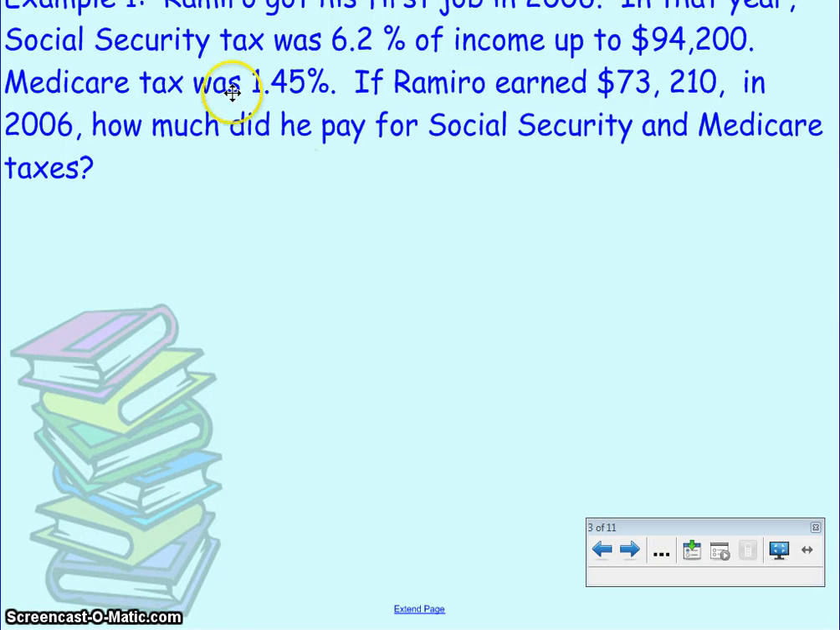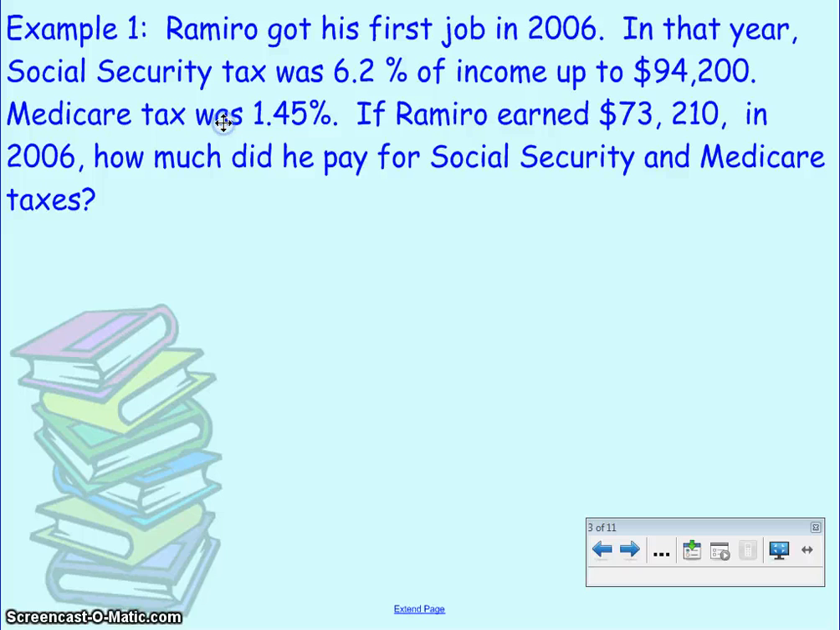All right, here we are in the last section of Unit 1 and our first example. It says Ramiro got his first job in 2006. In that year, Social Security tax was 6.2% of the income up to a maximum of $94,200. We'll come back to that in a second. Medicare tax was 1.45%. If Ramiro earned $73,210 in 2006, how much did he pay for Social Security and Medicare taxes?